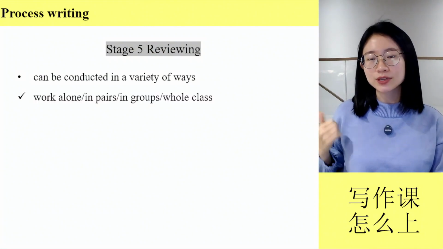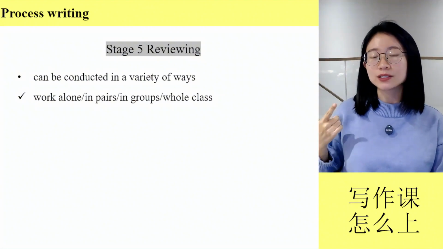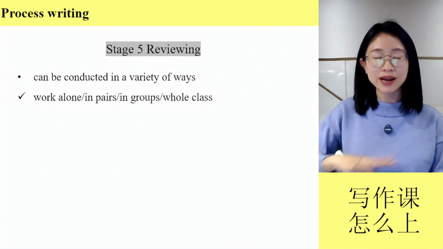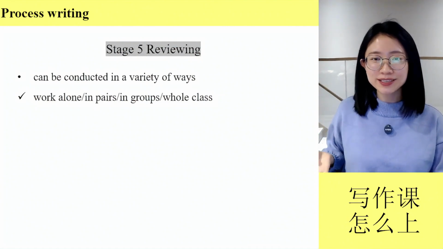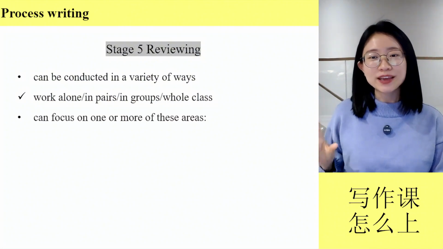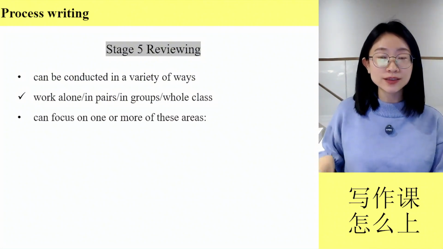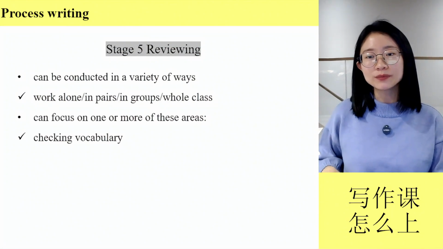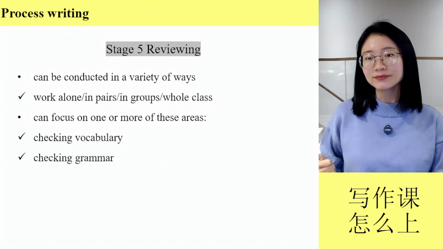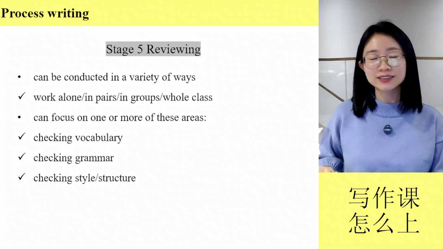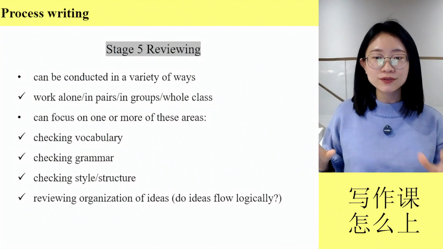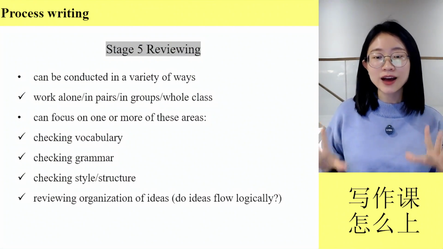For example, students can work alone, they can do it in pairs or in groups or as a whole class. So what kind of things do we need to consider? Well, they can focus on one or more of these areas. Number 1, check vocabulary. Number 2, check grammar. And of course, style or structure. And review organizations of ideas.